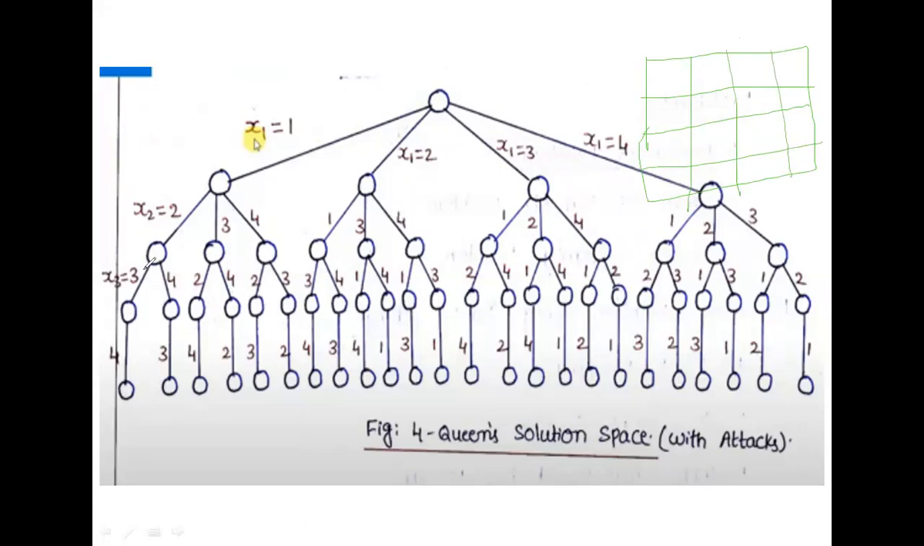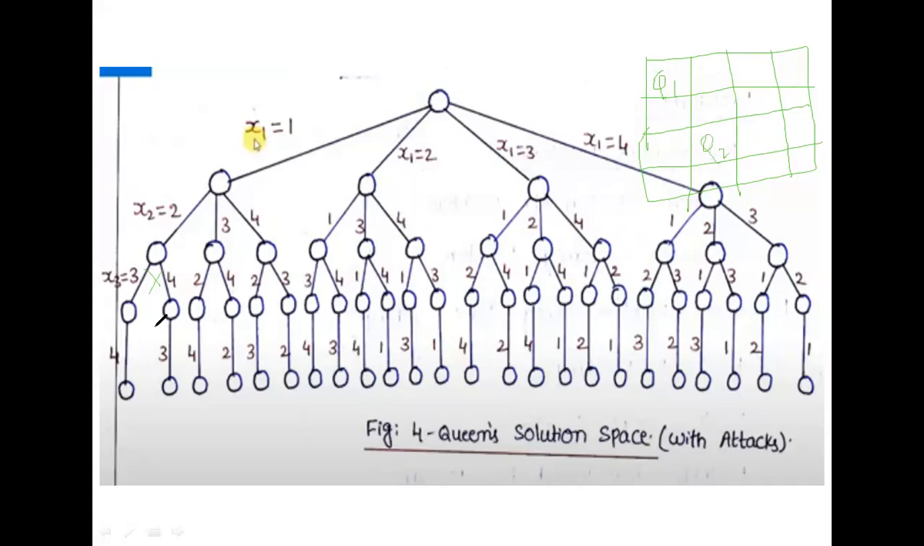So why I am neglecting this here, I will put a mark here. Queen 1 is placed in the first column, and Queen 2 I cannot place here because it is on the same diagonal, and I cannot place here, and I cannot place here. So I can place here.